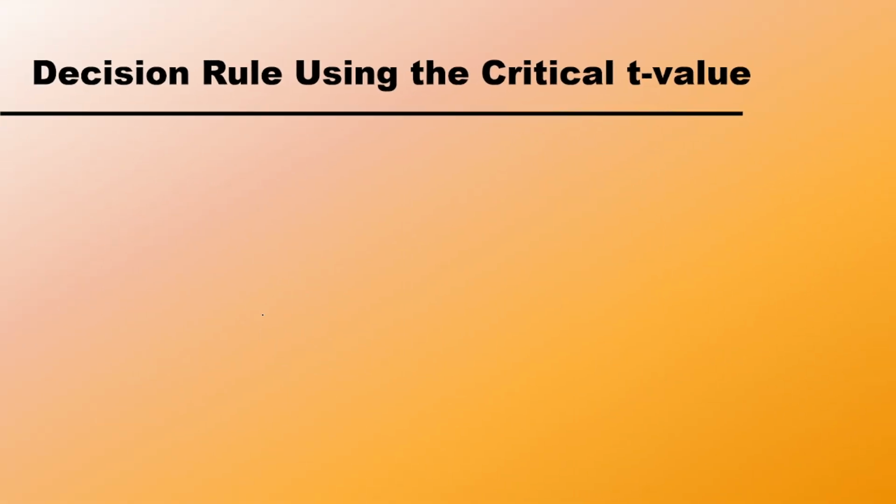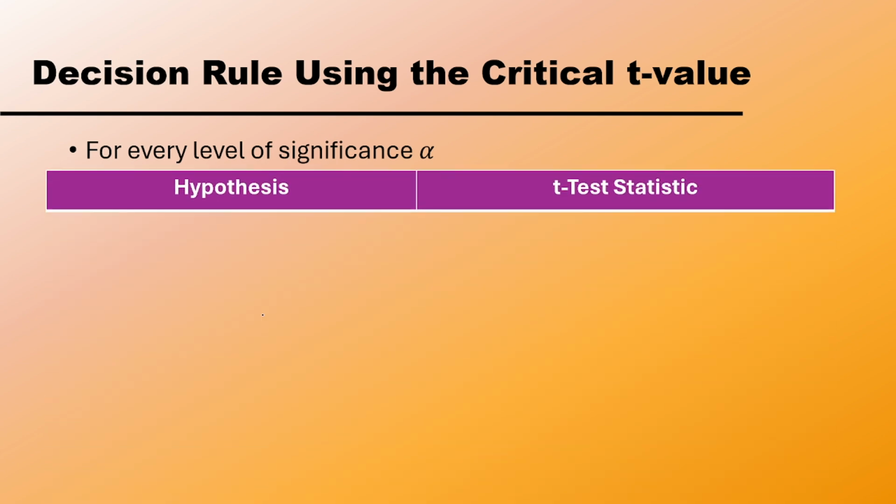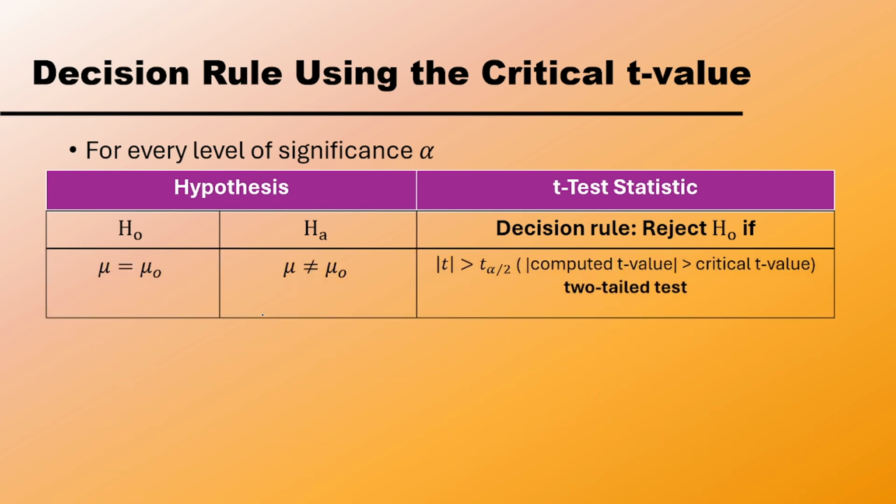So, ano yung ating decision rule kapag tayo ay gumagamit ng critical t value? Syempre, meron tayong level of significance. It is always given sa ating problem. At i-compare natin yung t-test statistic, yung na-compute natin, doon sa nakuha natin sa table. Kung ang ating Ho at Ha is set up like this, ibig sabihin two-tailed yung ating test, ang ating decision rule ay i-reject yung null hypothesis if yung absolute value ng computed t-value ay mas malaki kaysa sa critical t-value.